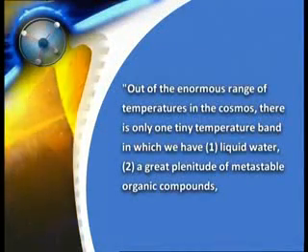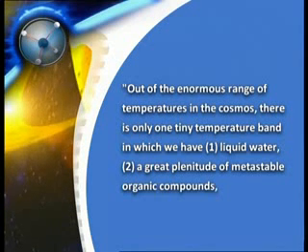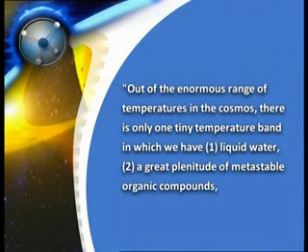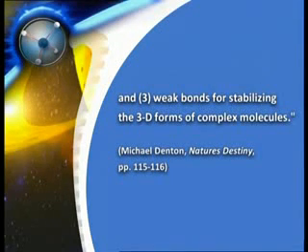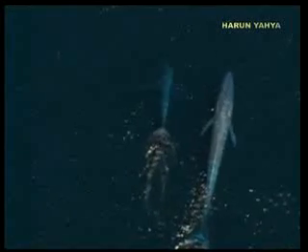Out of the enormous range of temperatures in the cosmos, there is only one tiny temperature band in which we have 1. Liquid water, 2. A great plenitude of metastable organic compounds, and 3. Weak bonds for stabilizing the 3D forms of complex molecules. As we have already seen, this narrow temperature range exists solely on Earth among all the known heavenly bodies.